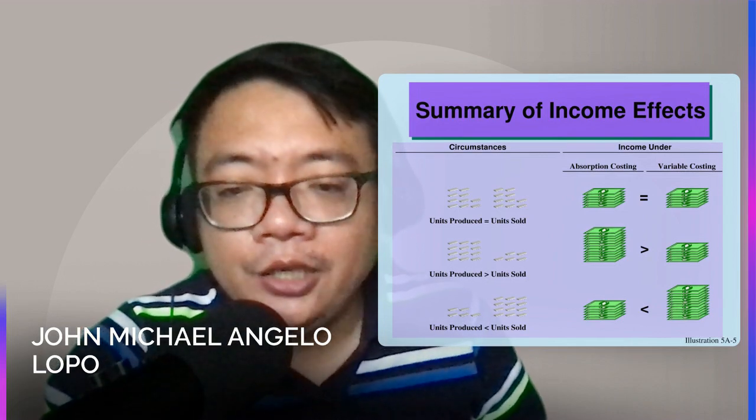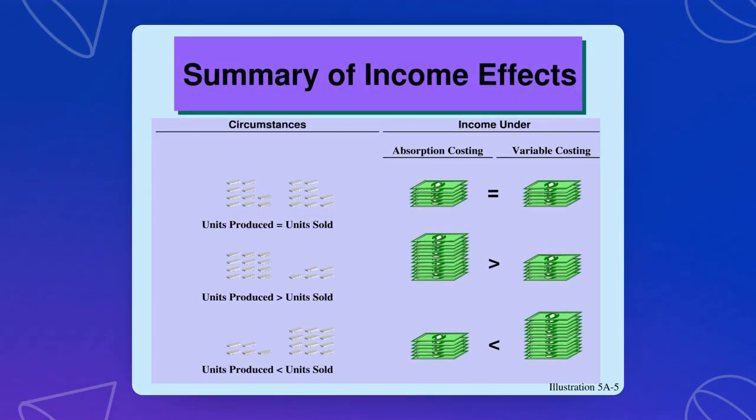Okay. Summary of the income effects. Okay. If the income under absorption costing is the same as the variable costing, if the unit produced is equal to your unit sold, the income for the absorption costing and the variable costing is also the same. Alright. If the unit produced is more than your unit sold, the income under absorption costing is bigger or is greater than the variable costing.